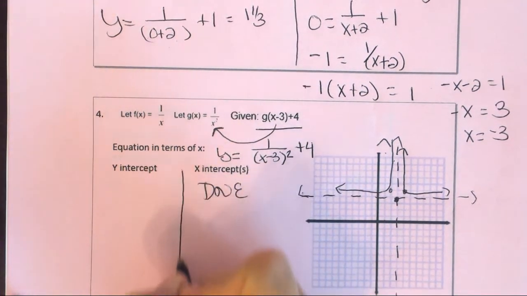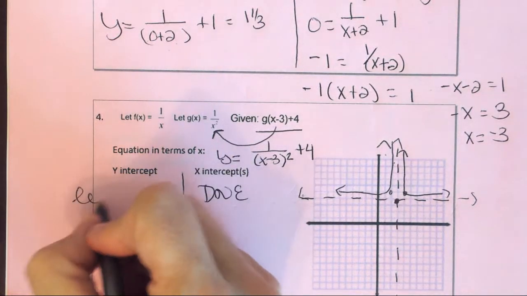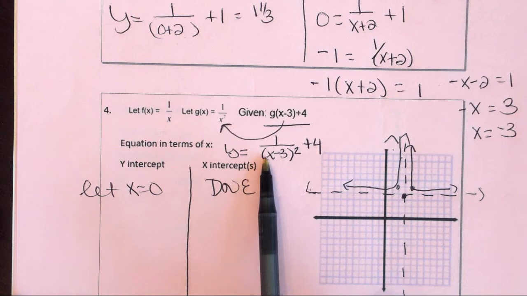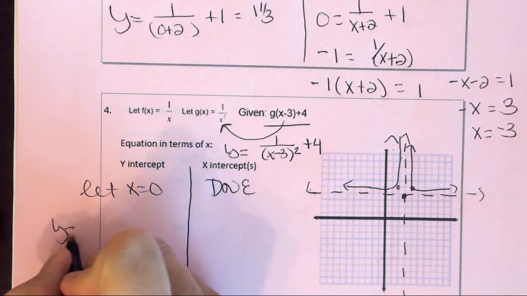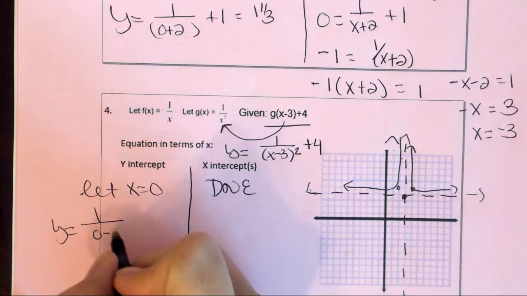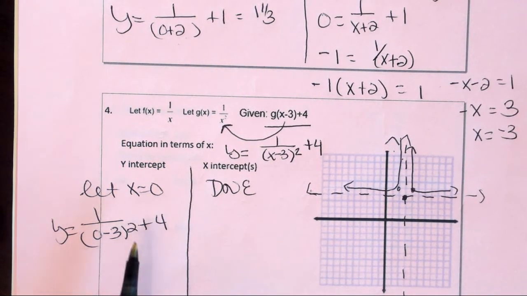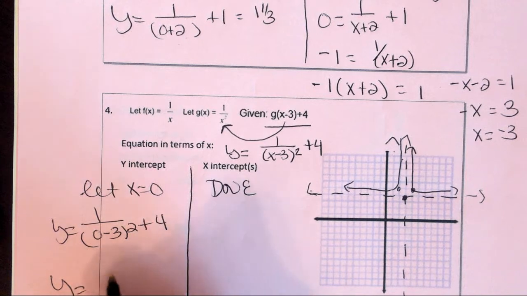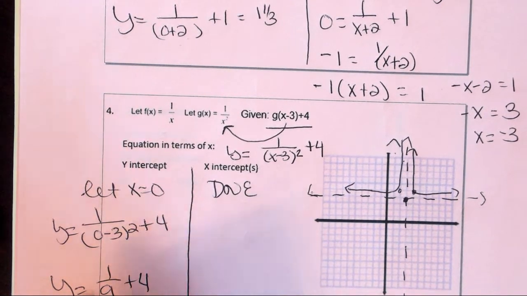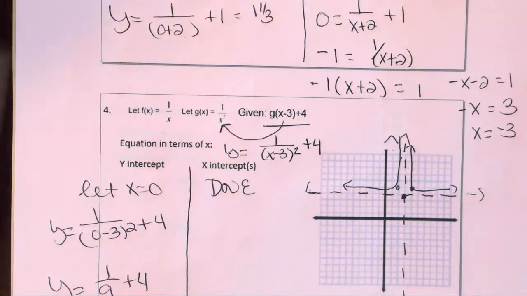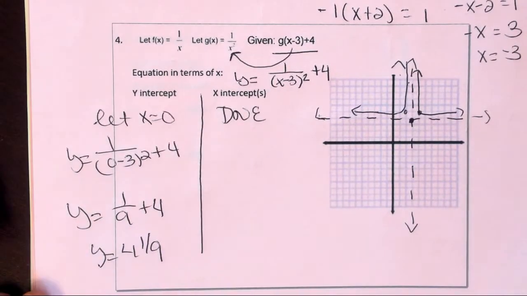So let's remember how to do that again. To do a y-intercept, we're going to let x equal 0. So I'm right here, and I'm going to let this x be 0. So y equals 1 over (0 minus 3) squared plus 4. All right. Well, 0 minus 3 is negative 3, and negative 3 squared is 9. So I have y equals 1/9 plus 4, or y equals 4 1/9. So my y-intercept is y equals 4 1/9.